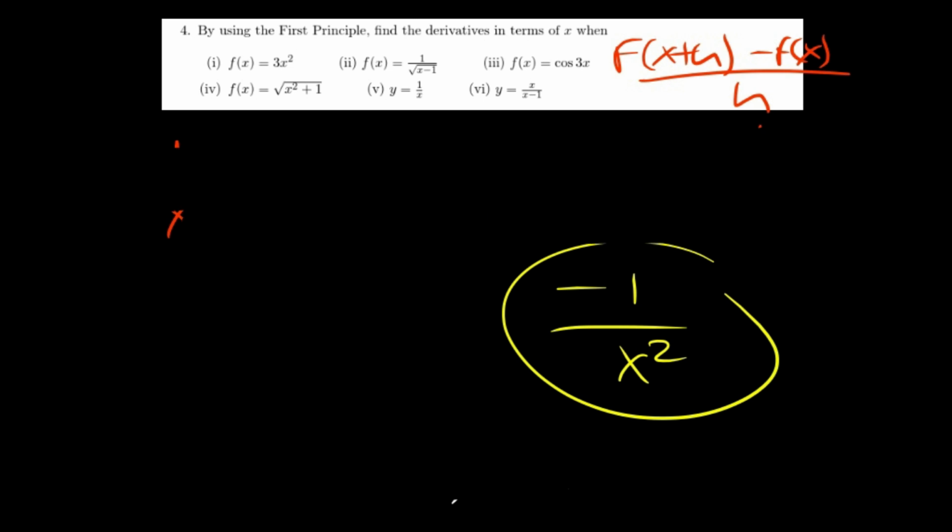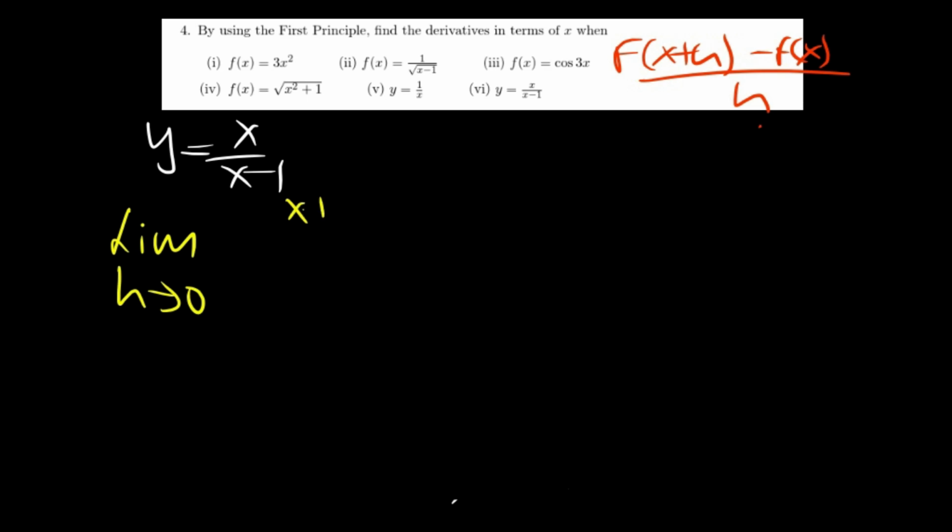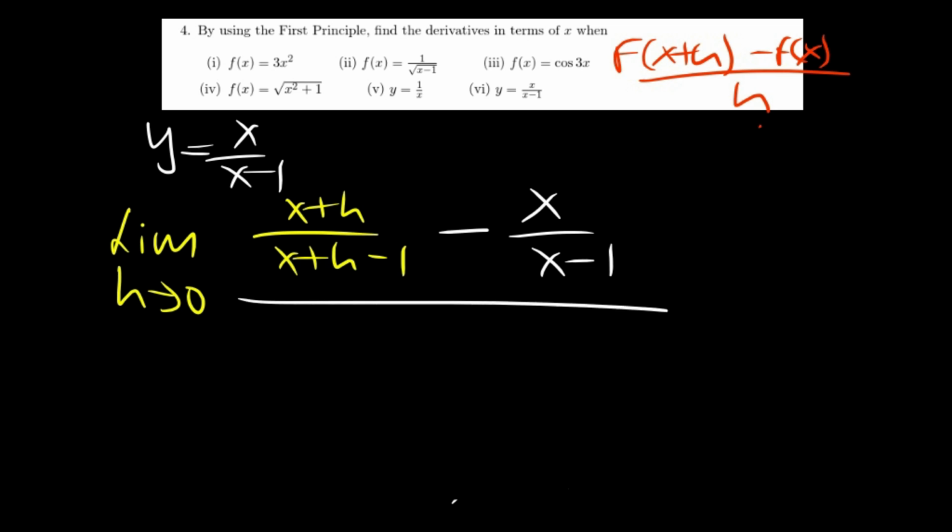And then for the last one, which is the final one, quite interesting. There we have y being equal to x over x minus 1. Simple and straightforward. Plug in. So the limit as h approaches 0. So for x plus h, it will mean we have x plus h over x plus h minus 1. So where there is x, I've just put x plus h. Now minus the original one, which is x over x minus 1, divided by the h. That's what we have at that point.